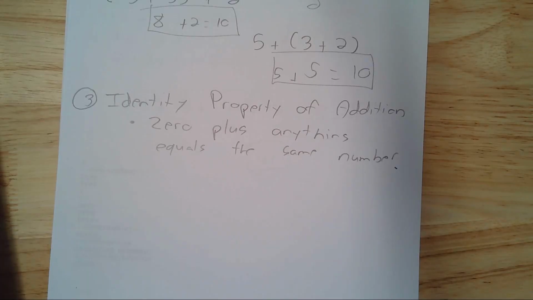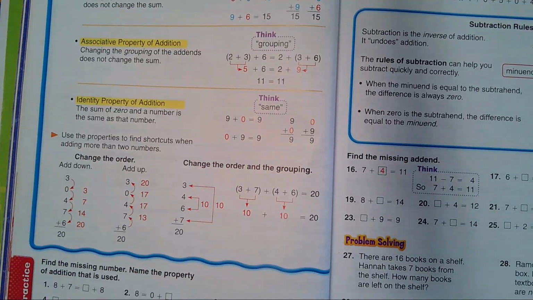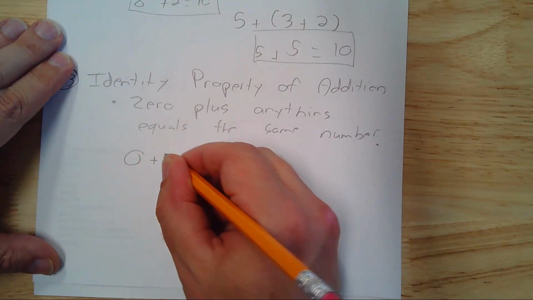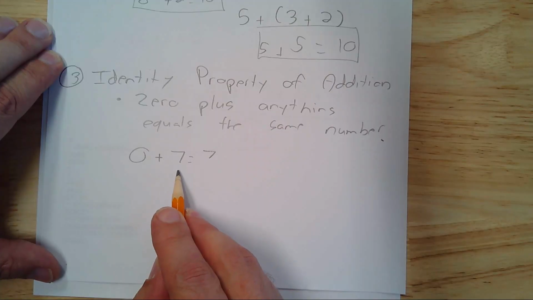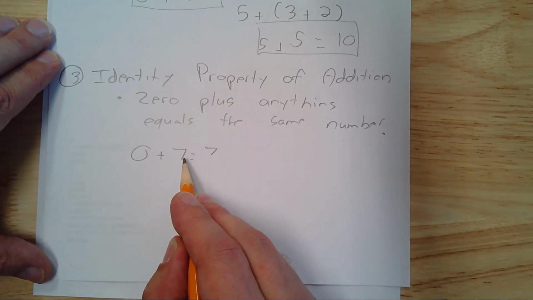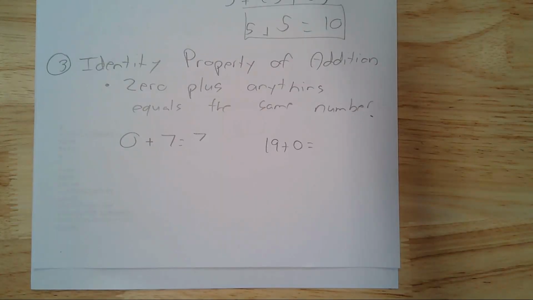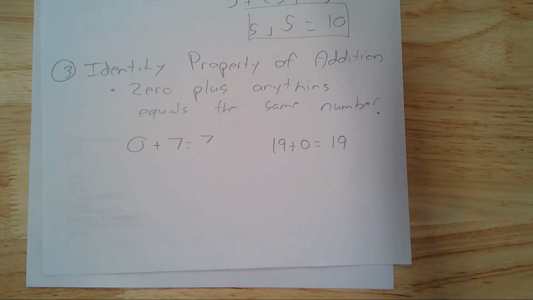So the book says the sum of 0 and a number is the same as that number. If you like that definition, then write that down. That's how the book says it. Yeah. So what I'm saying is 0 plus anything equals the same number. So if I add 0 to 7, what does that equal? 7. 0 plus anything, in this case 7, equals the same number. 7 equals 7. If I said 19 plus 0, what does that equal? 19. 0 plus anything equals the same number. Not the 0, the other number. Adding 0 changes nothing.